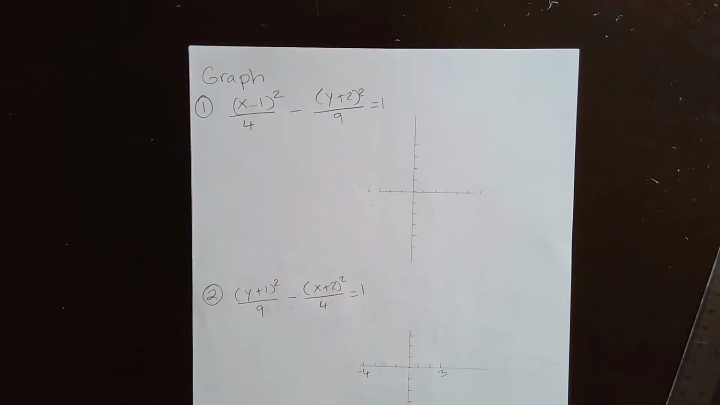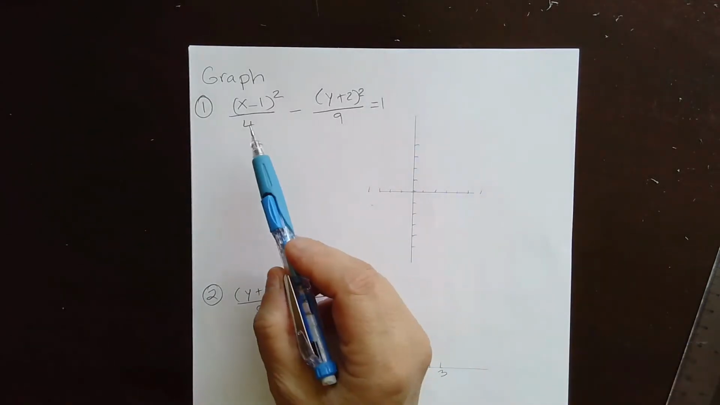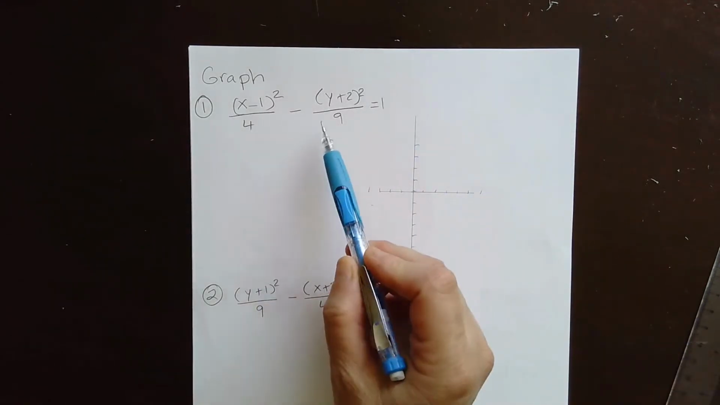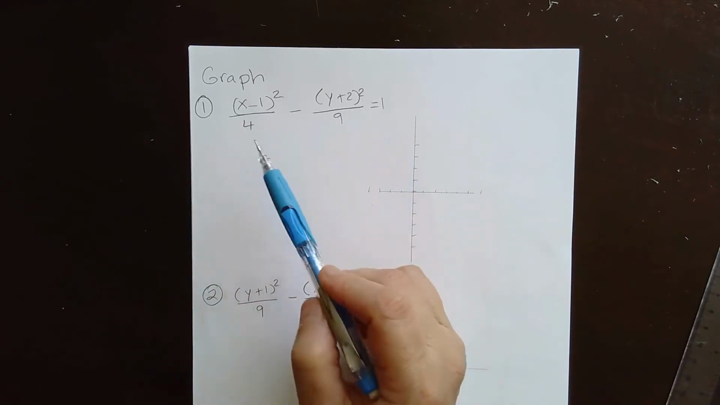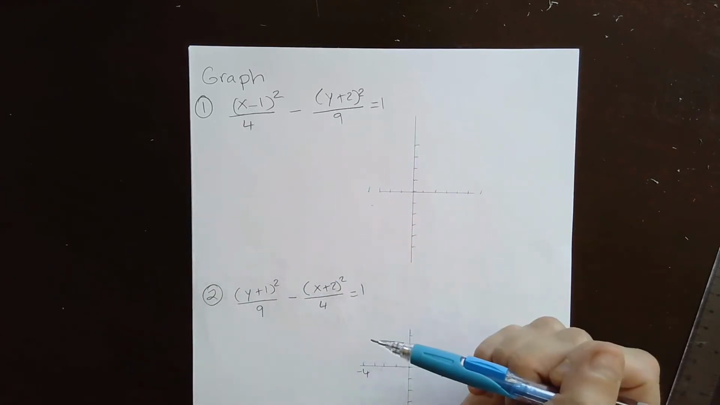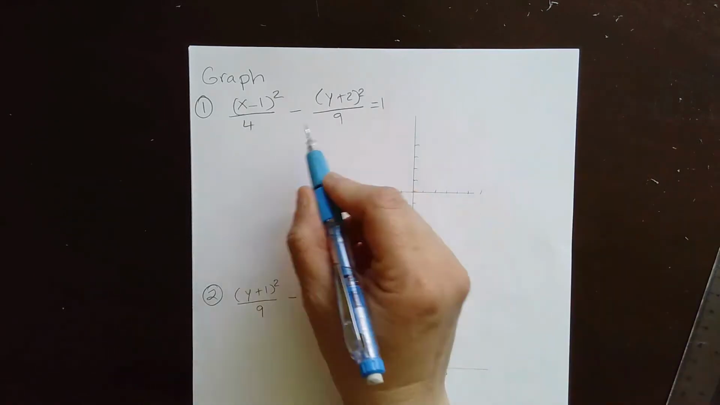Hello everybody, today we're going to graph two equations. We have the first one, (x - 1)² over 4 minus (y + 2)² over 9 equals 1. Now this looks like the equation of a hyperbola in standard form centered at (1, -2).